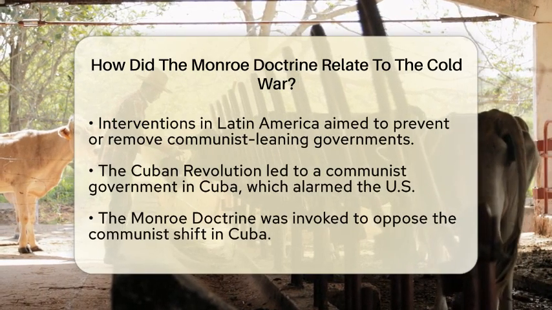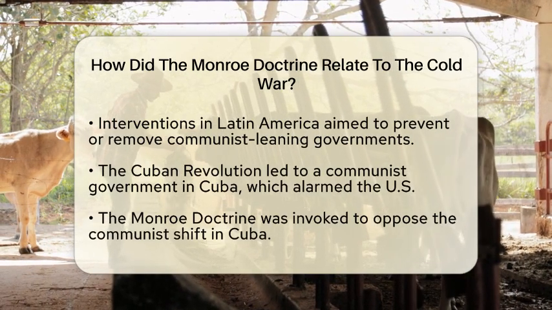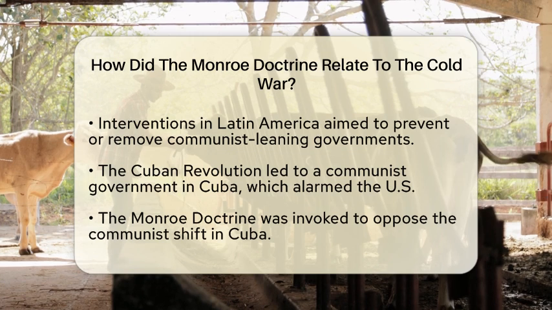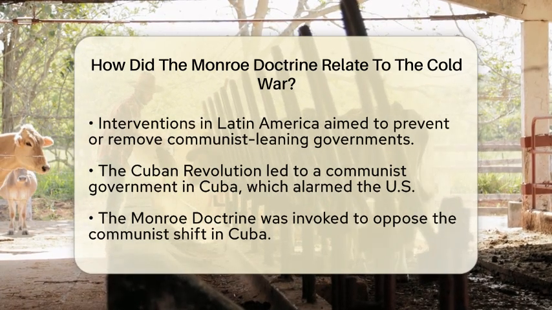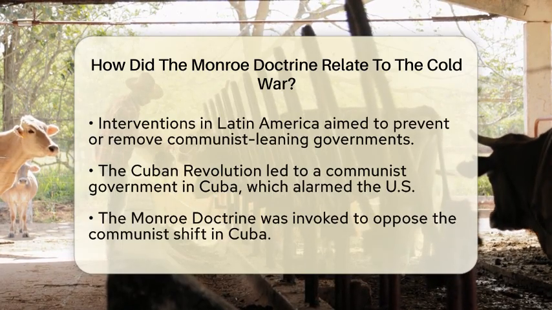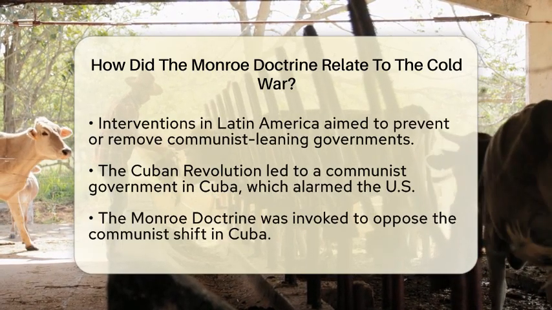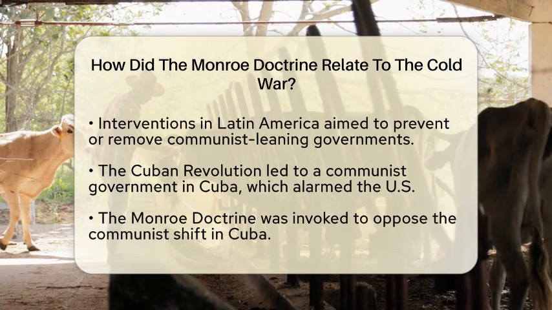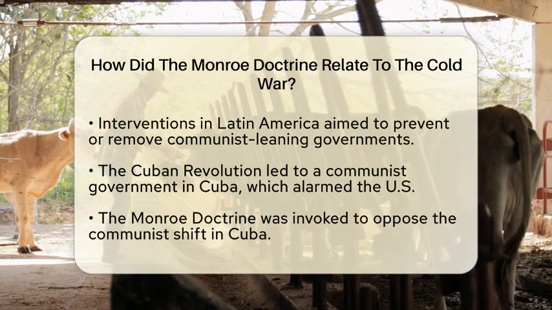leaning towards communism. One of the most notable events was the Cuban Revolution, which resulted in a communist government in Cuba. The United States invoked the Monroe Doctrine to oppose this change, arguing that it was essential to stop Soviet-backed communism from spreading in the Americas.